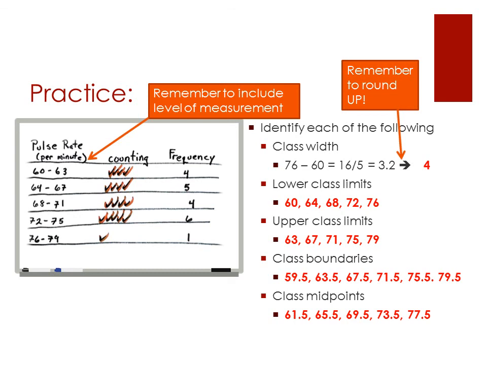Again, we see our upper class limits. Then we have our class boundaries. Remember, the class boundaries are different than the limits. If you need to, draw out that diagram for yourself again real quickly to keep you from making mistakes. And then we have our class midpoints.